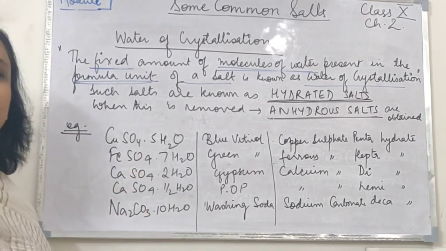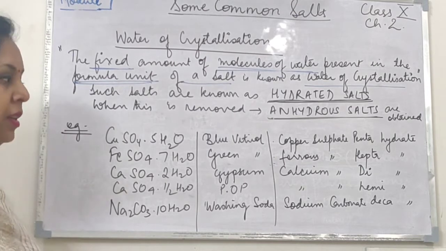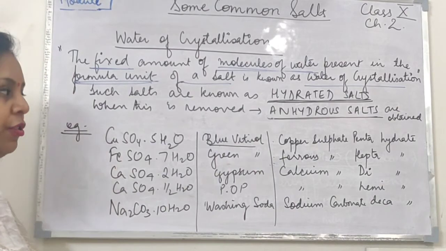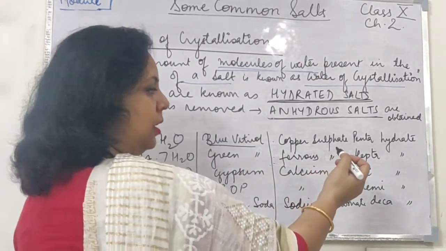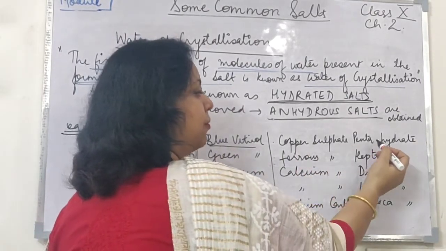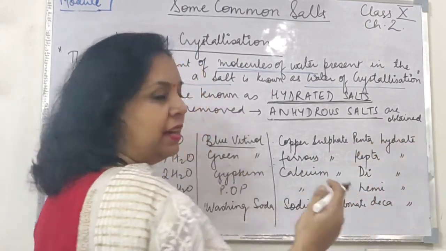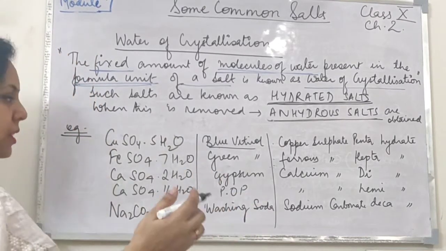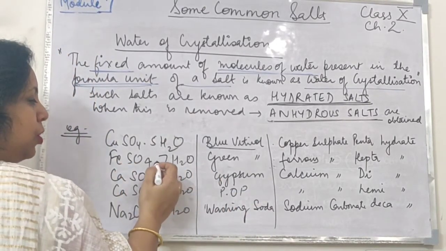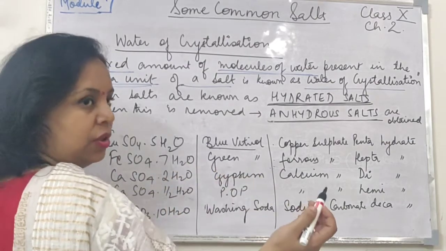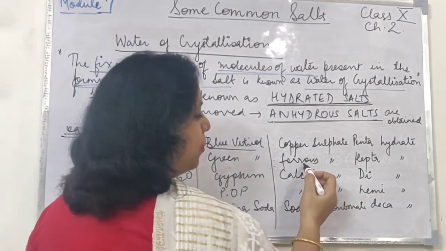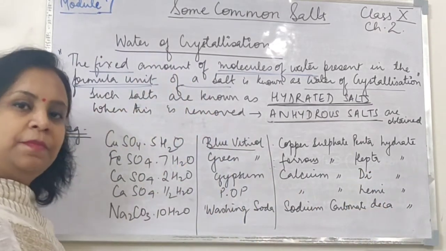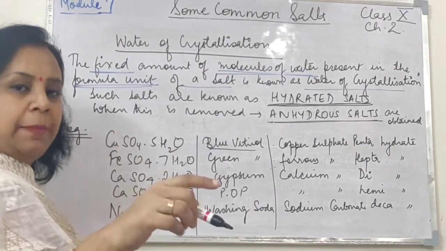We have been talking about copper sulfate since class 7th. Its common name is blue vitriol, and the chemical name is copper sulfate pentahydrate. Hydrate because it is a hydrated salt which has got water of crystallization. Similarly, FeSO4.7H2O, which is also known as green vitriol, ferrous sulfate heptahydrate. Now hepta for 7, hexa for 6, hepta for 7.